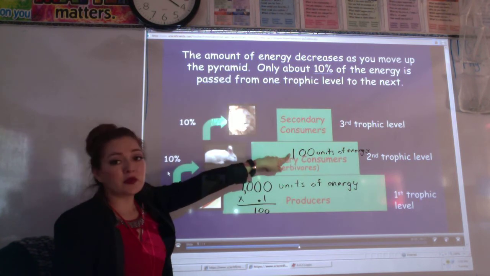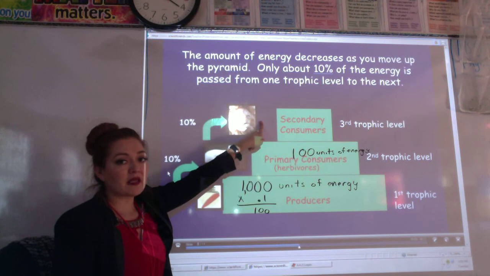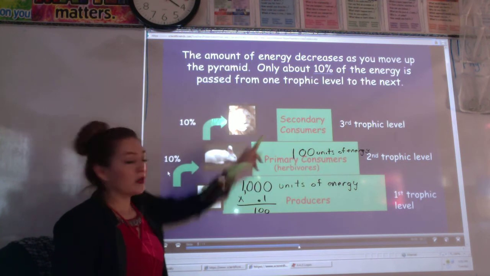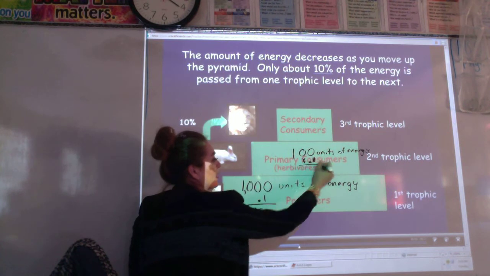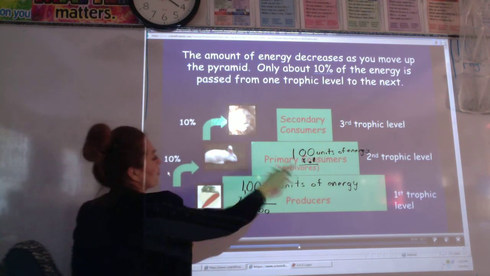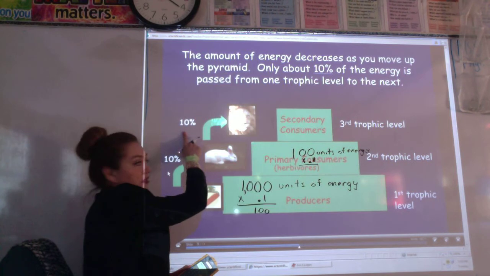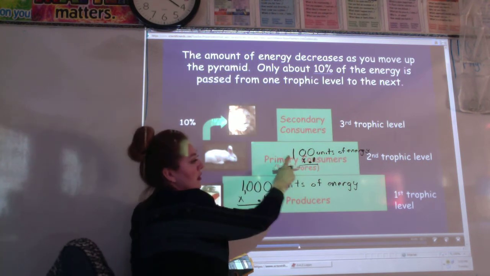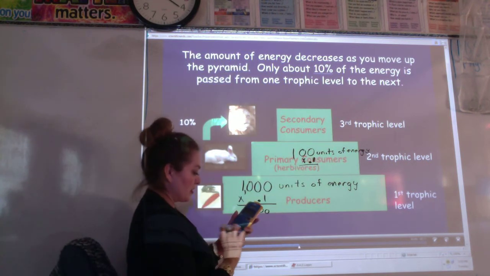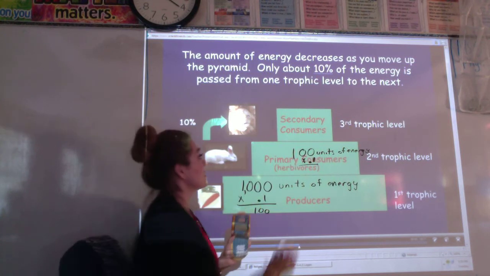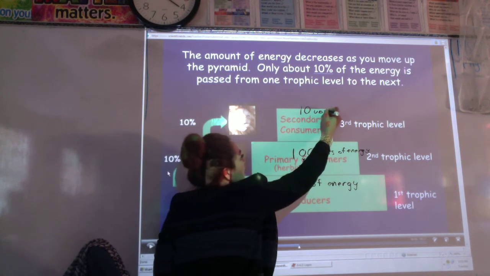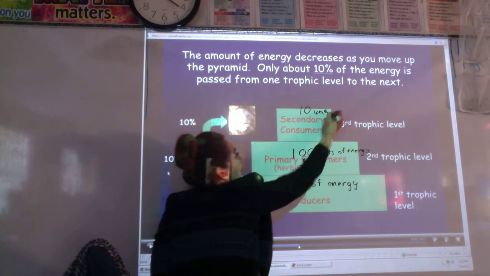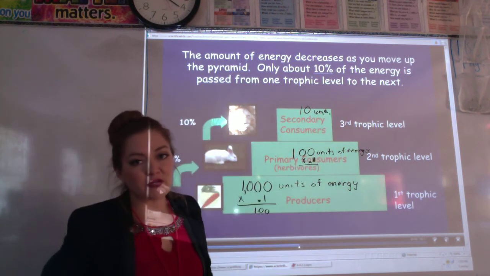So how many of these 100 units of energy does the lion get? Well, we're going to have to multiply this number by 0.1 again. Because, again, that 0.1 is the same as 10%. So out of 100, let's see, I'm going to plug it into my calculator. 100 times 0.1, that gives me 10. The lion only gets 10 units of energy, and I've just put UOE. UOE stands for units of energy.